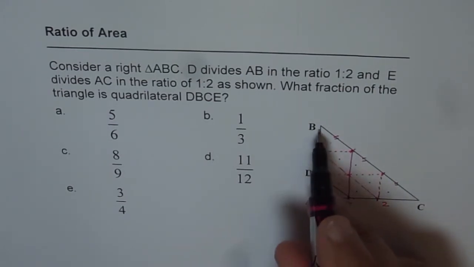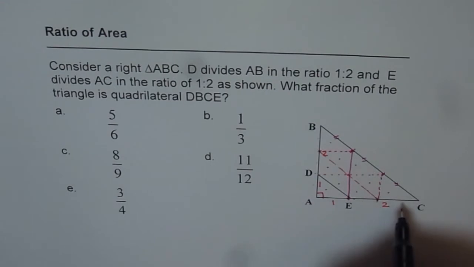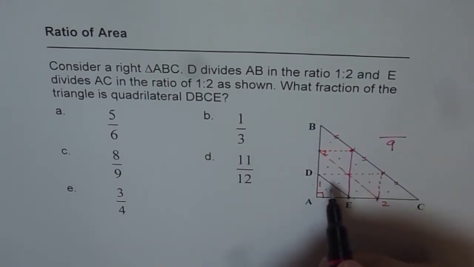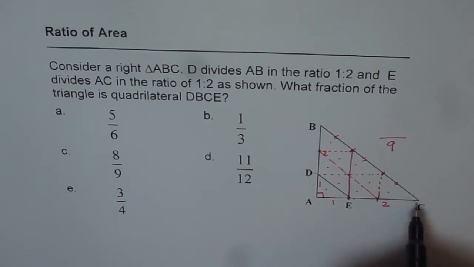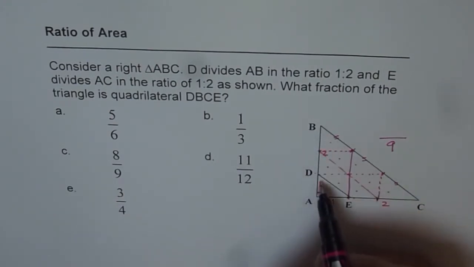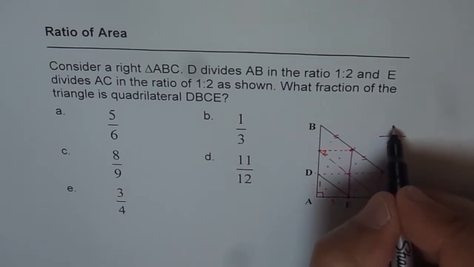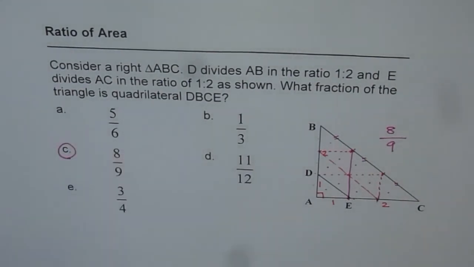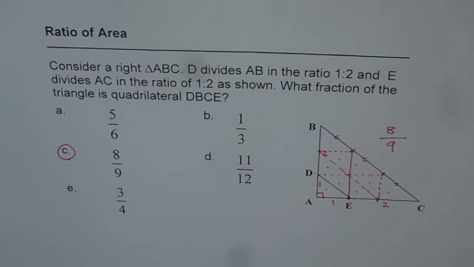So the total area is equivalent to 9 triangles' area, right? So we can write 9 here. How many of these triangles fall into quadrilateral CBDE? 8 of them, right? So we get 8/9 as our ratio. Do you see that? So the option is C for us. So that's kind of a tricky question. But if you do a construction like this, you will know how these ratios of areas are related, right?